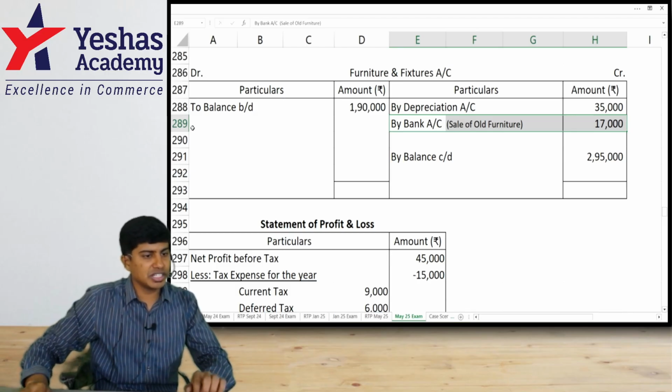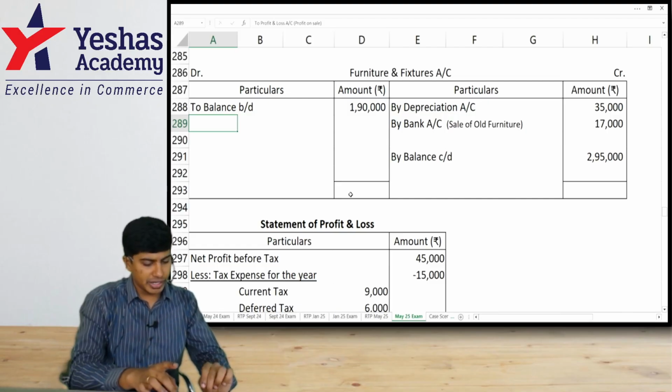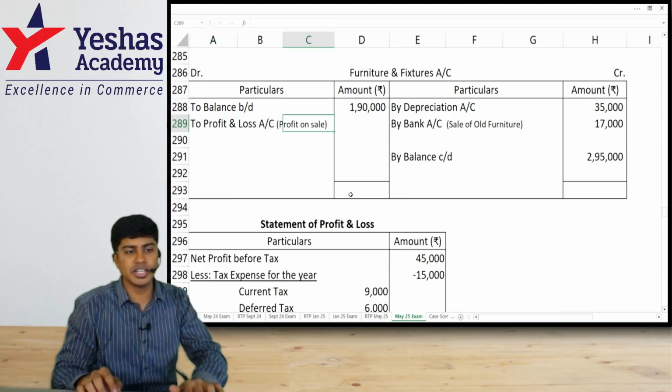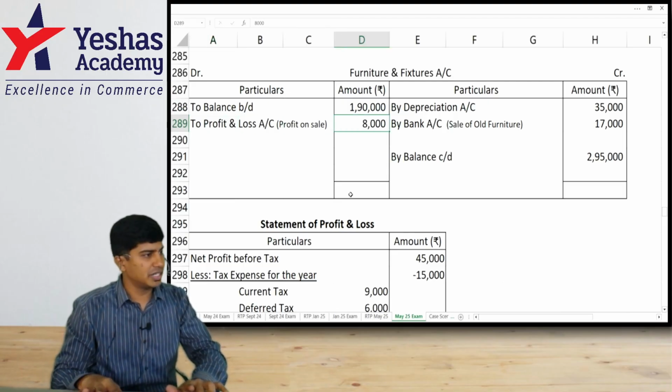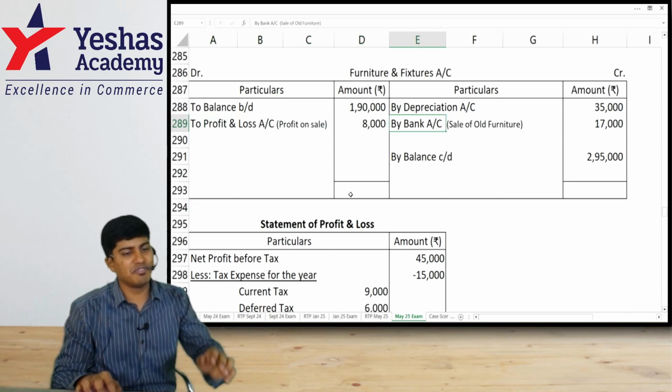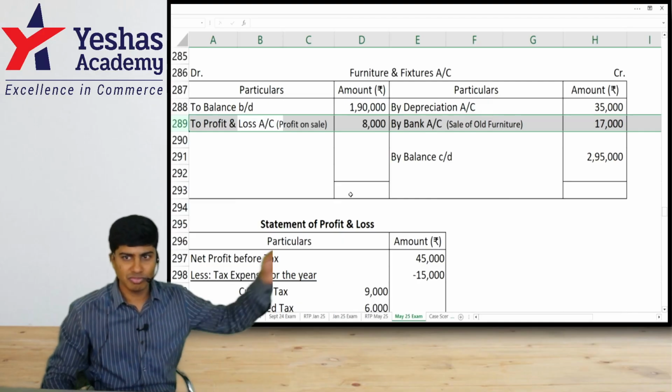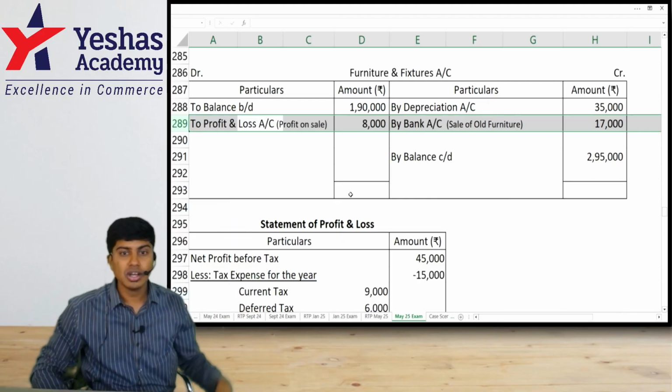In this furniture and fixture account, debit side, what would I write here? To P&L, profit on sale of asset. How much? 8,000. Am I right? Basically, in the furniture account, I should credit furniture by cost. Furniture account should be credited by cost.